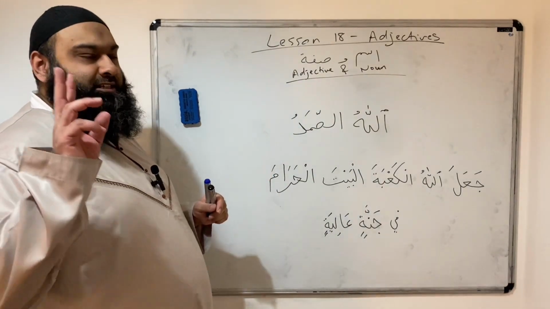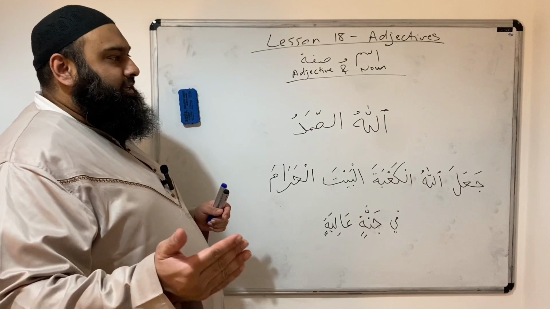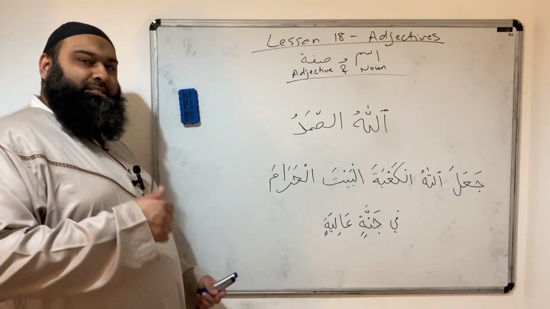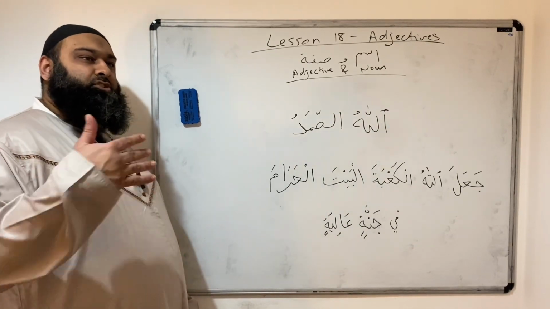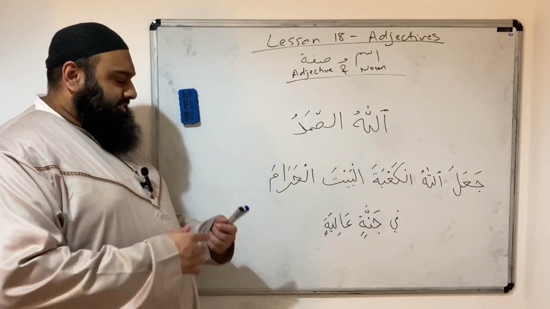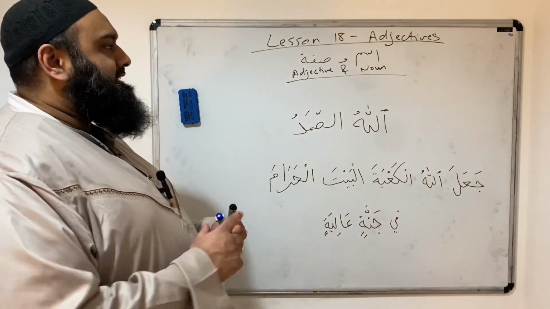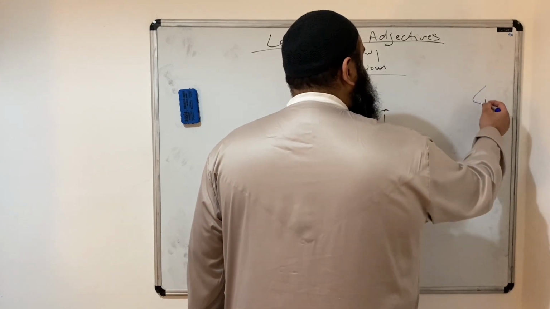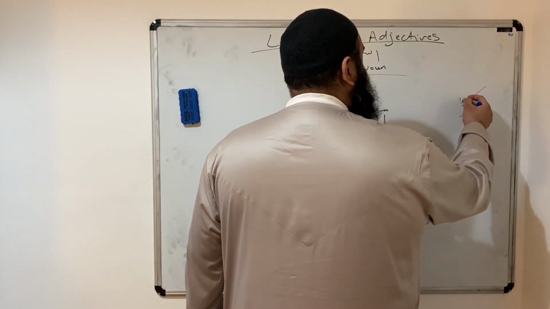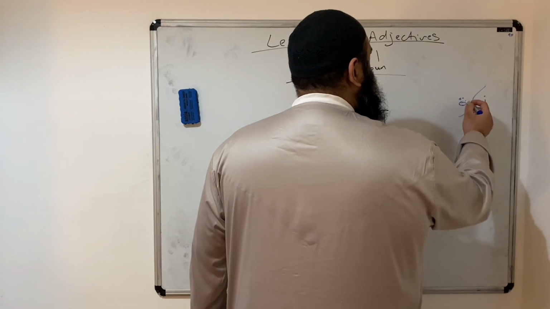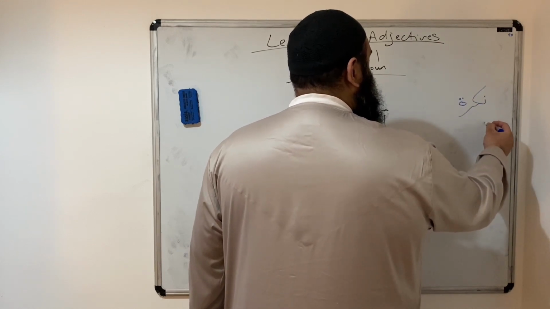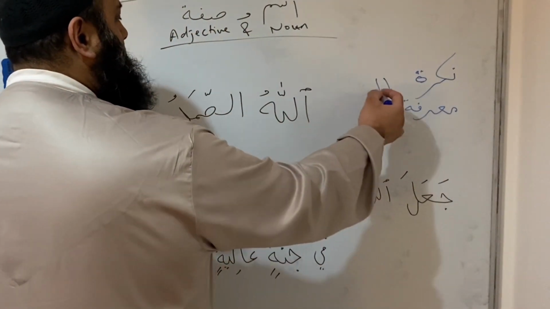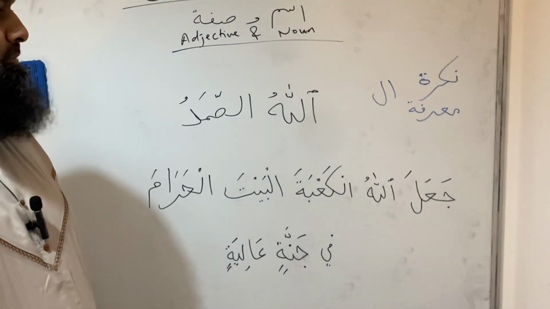Before we get started, there are two things to realize. A noun has adjectives, so an adjective is nothing without a noun. Even if that noun is implied, there will be an adjective which describes a noun. The other consideration in Arabic is whether the noun is nakira, which means indefinite, or ma'rifa, which means definite. Basically, does it take an alif lam or does it not?